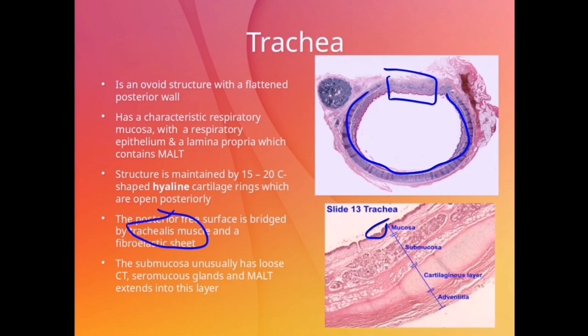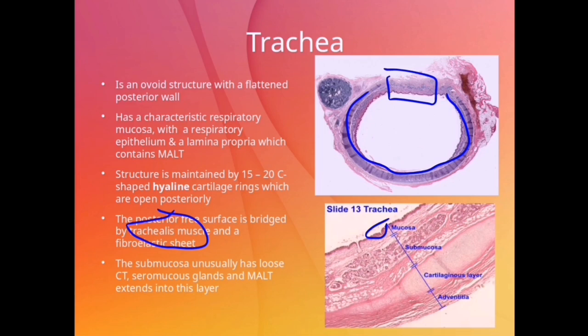Then deep to the mucosa we have the submucosa. This submucosa contains an unusual loose connective tissue. In the submucosa we mainly find dense connective tissue, however in the trachea the submucosa is made up of a loose connective tissue. Therefore it is difficult to distinguish between the lamina propria and the submucosa because they both contain the same type of connective tissue. Within the submucosa we also find serous and mucous glands, and the mucosa associated lymphatic tissue also extends into the submucosa.